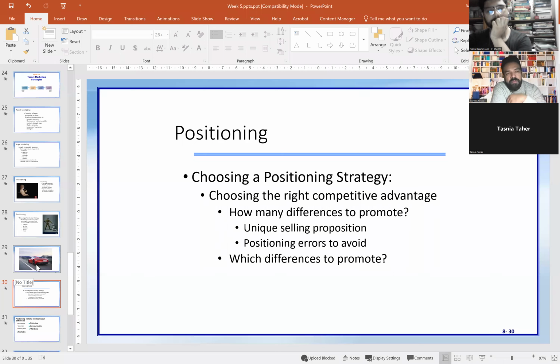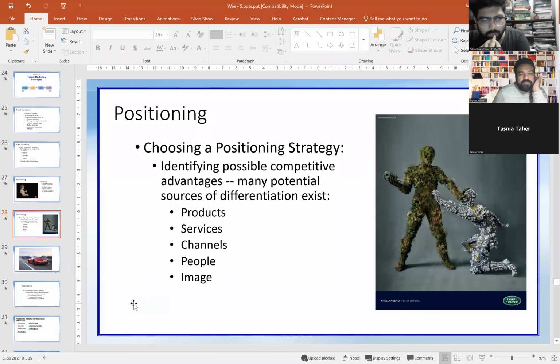Yes, Naeem. Sir, in the last slide, how can channel be used as positioning? Can you give an example? Yeah, sure. Simple. Online and offline. We know eBay as an online brand, right? We know eBay will never have a shop. You don't have an eBay shop where you will go and buy. eBay wants to be a virtual business, and that's their channel of business. So channel refers to the way the product is being delivered to the consumers. And you can position yourself based on that.